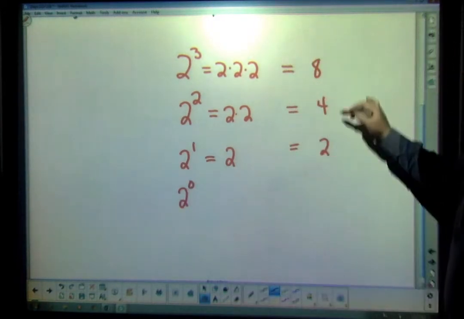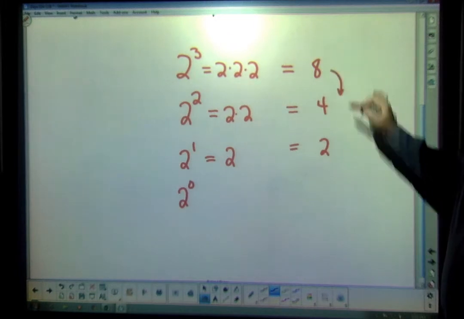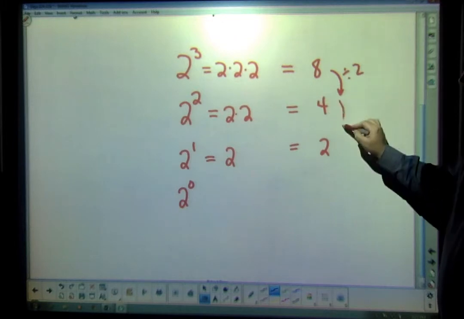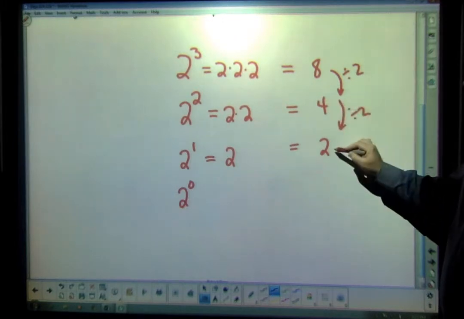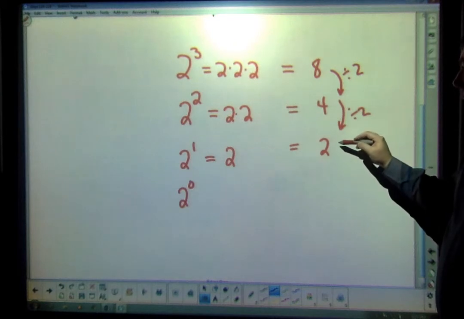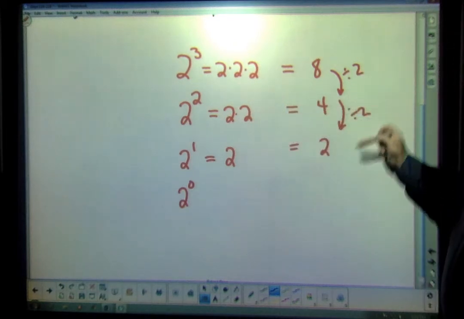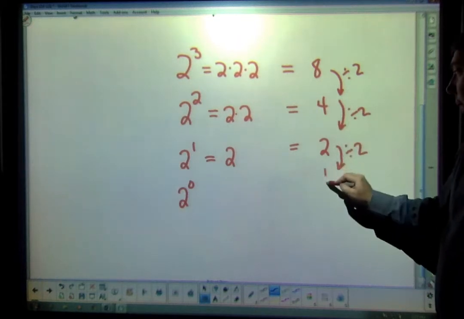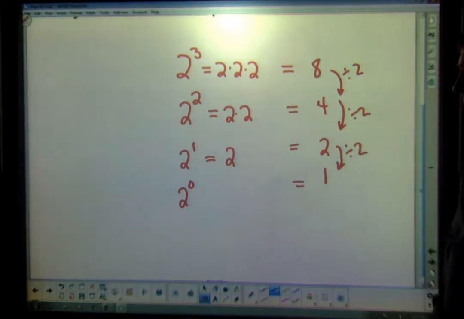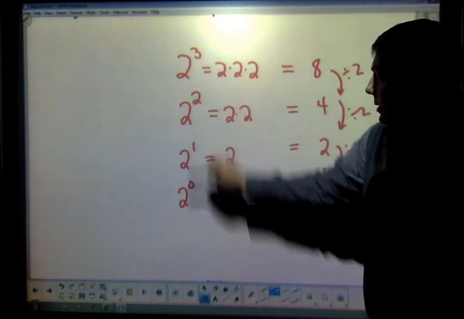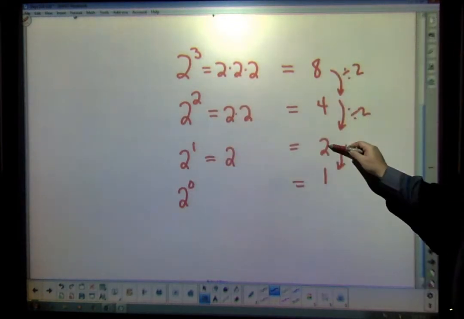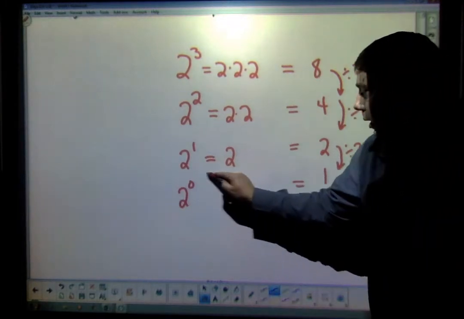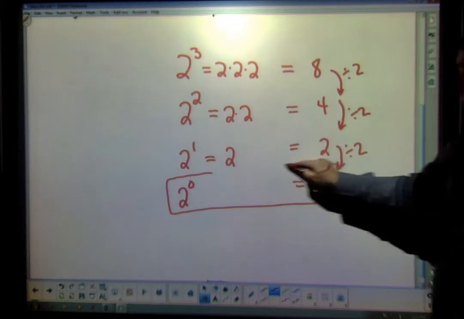Now let's look at the results over here, the product of these powers. So 8 divided by 2 would give me 4, and 4 divided by 2 equals 2. So each time I have one less factor of 2, I'm dividing by 2. So let's divide by 2 again. What's 2 divided by 2? Well, the answer is 1. And this happens every time that we look at the pattern with different bases, that when you take a number and divide it by itself, you're going to get 1. So any number to the 0 power equals 1. That's one of the rules we were trying to learn.